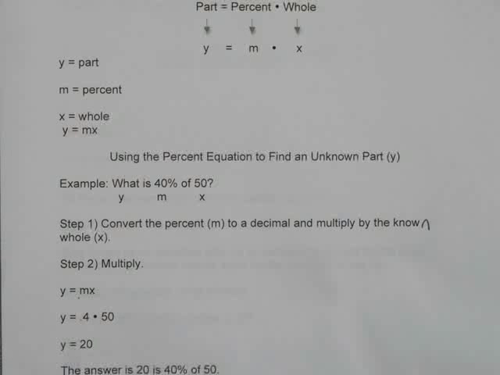So in this case, our equation is y equals mx. And we converted 40% to 0.4 as a decimal. We multiplied it by 50, and we get the answer of 20. In other words, the answer is 20 is 40 parts of 50, or 40% of 50.